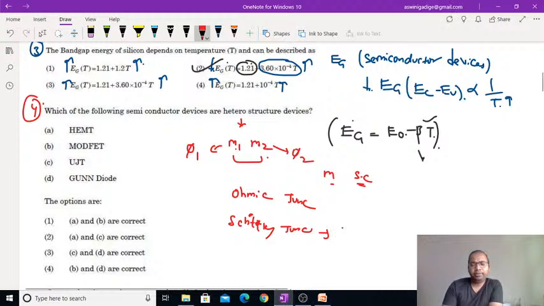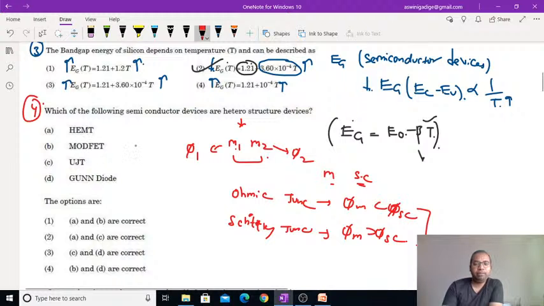Coming to the Schottky junction, the metal work function must be greater than the semiconductor work function, while for the ohmic junction, the metal work function must be less than the semiconductor work function. If these conditions are satisfied, then the corresponding junctions will form. The applications and working of all these things I described in the plus classes.